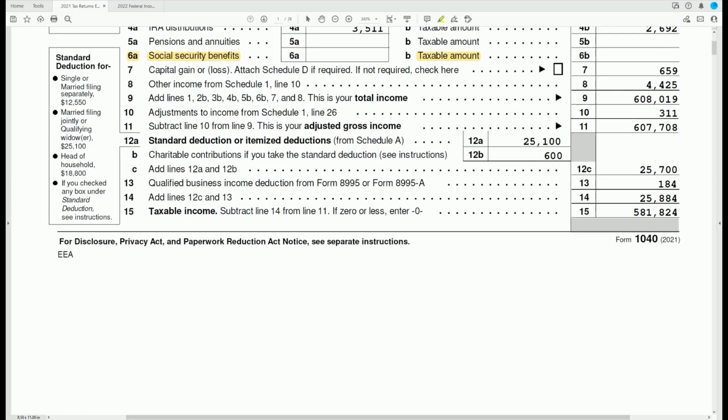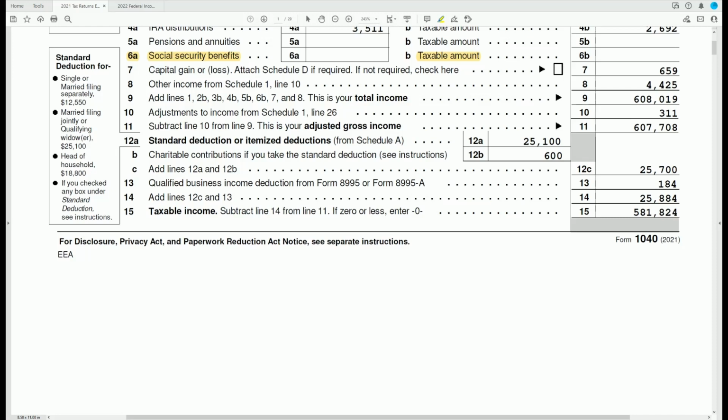Line 6A, 6B shows the Social Security benefits paid from Form SSA-1099 in Box 3. Only up to 85% of the Social Security benefits will be included as a taxable amount based on what's called combined or provisional income. More information about the combined income formula and 0%, 50%, and 85% inclusion of Social Security benefits is linked below.